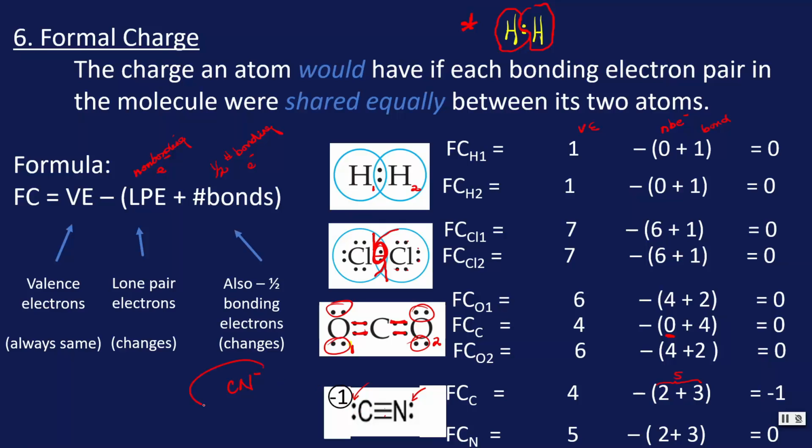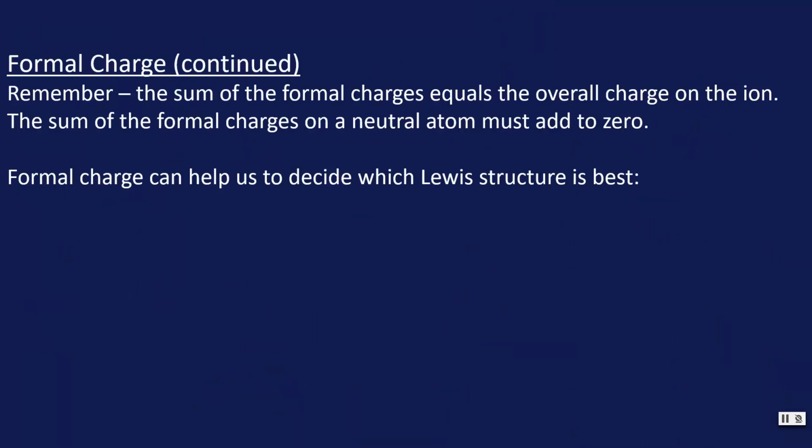Now, when you have a polyatomic ion, the formal charges have to add up to give you the overall charge on the polyatomic ion, which is what I just said. The sum of the formal charges equals the overall charge on the ion. If you have a neutral molecule, and we dealt with several of those on the last page, the formal charges on the neutral molecule must add up to 0. Formal charges can help us to decide which Lewis structure is best.